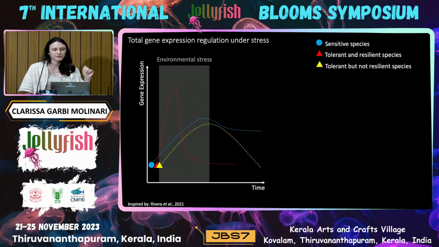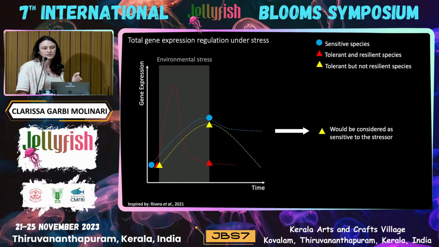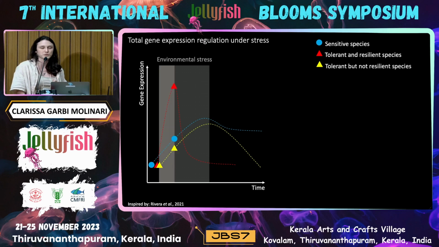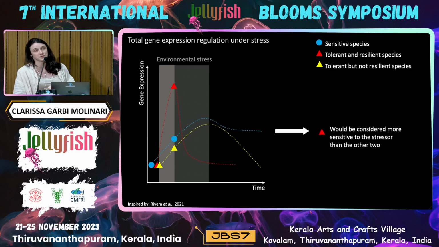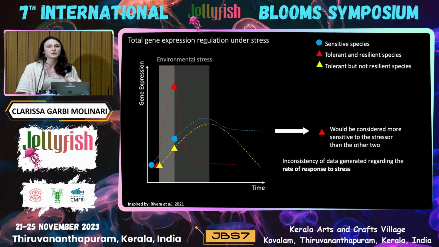And if I have, for example, a limited number of samples that I can use for my experimental design, and I sample here at the beginning and at the end of the stress experiment, I might consider the tolerant but not resilient species as a sensitive species to the stressor. And if I do a short experiment, so if I reduce the time of exposure to the stressor and sample at the beginning and end, I also might consider the tolerant and resilient species as a sensitive species to the stressor.